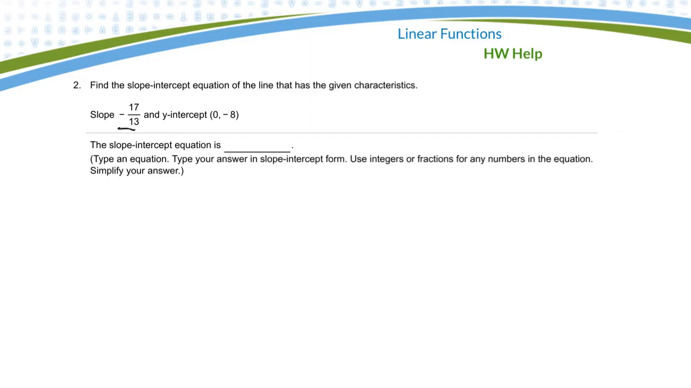Next question, write a slope-intercept equation. If they give you the slope and the y-intercept, well, that's pretty easy. Y is equal to negative 17 over 13 x, y-intercept minus 8. Done.